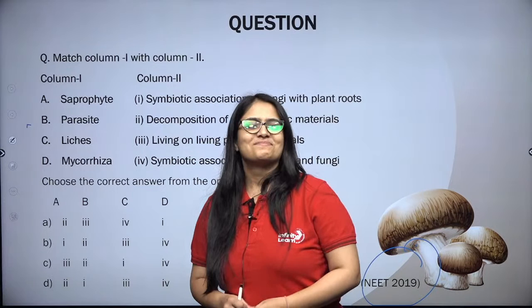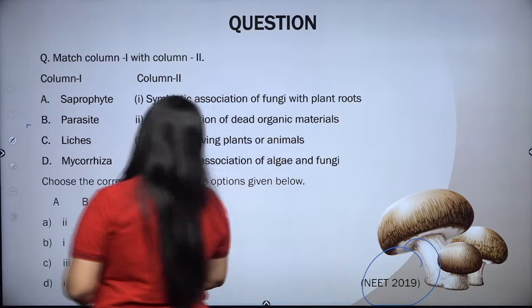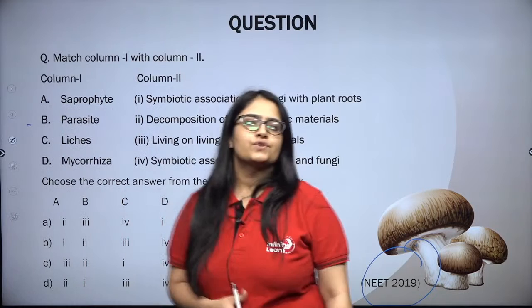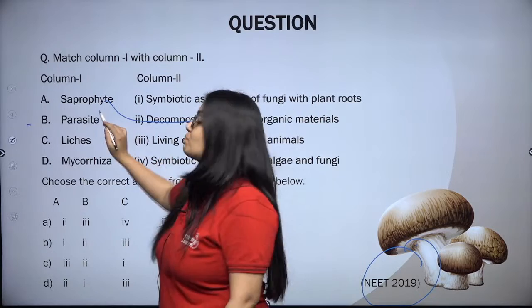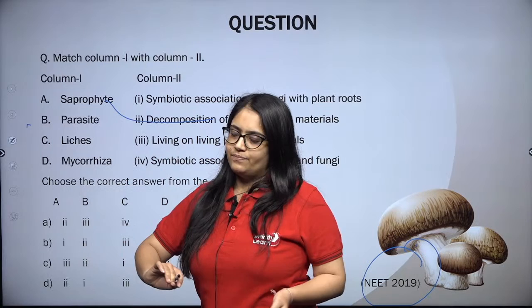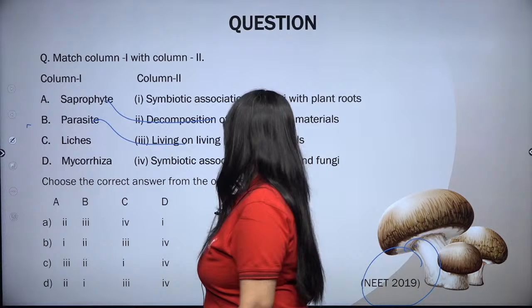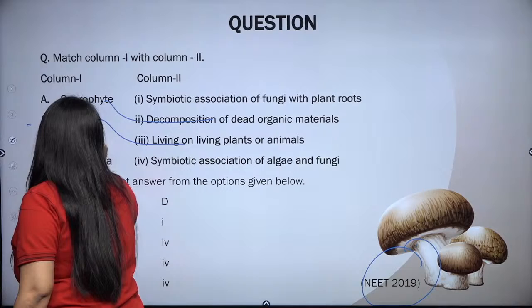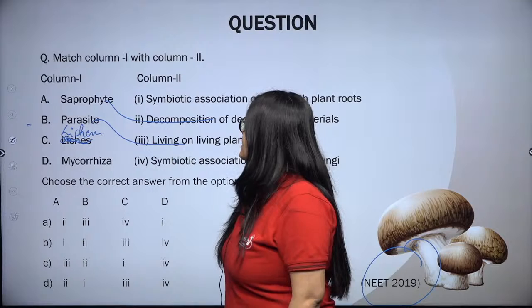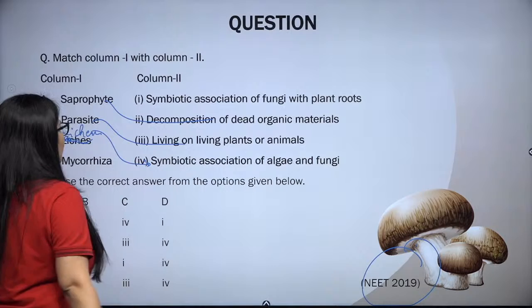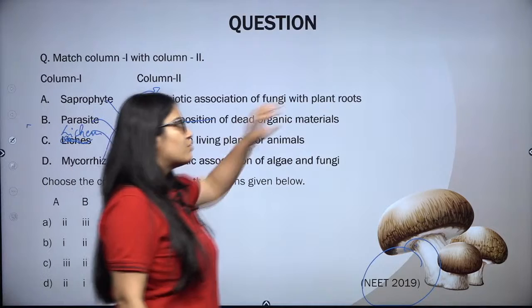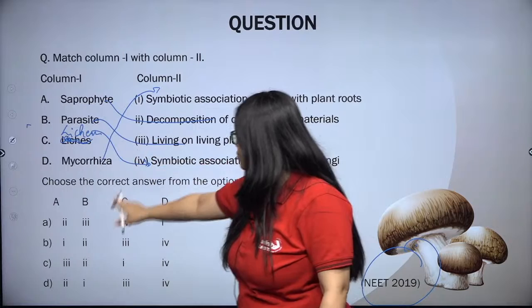Saprophytes are the living organisms, my dear students, that obtain their nutrition from dead and decaying organic matter, by decomposition of it. Parasites are the organisms which either live inside or outside the living organism, it can be plant or animal, living on plants or animals. Okay, that's a little mistake over here. It is lichens, spelling mistake. So lichens are a symbiotic association between algae and fungi, my kids. Mycorrhiza is a symbiotic association between fungi and roots of higher plants, right? So the right answer is A to 2, B is 3, C is 4 and D is 1.